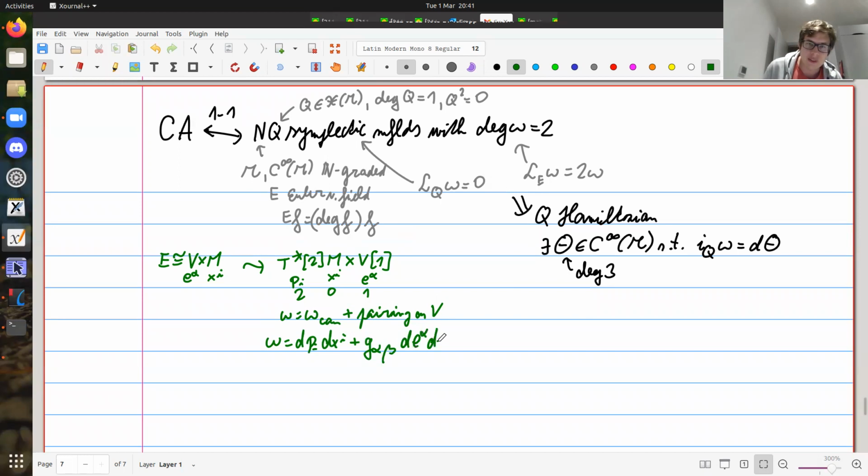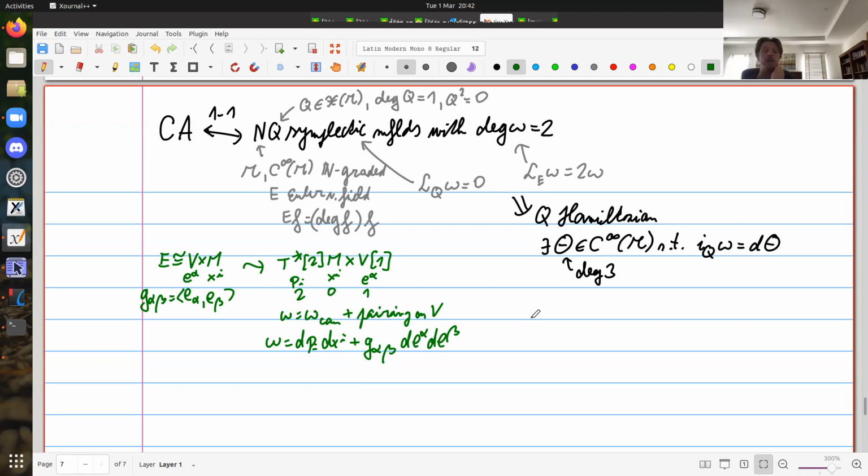Probably I should have written it in coordinates, that is dp dx plus, let's say, g_alpha beta de^alpha de^beta, if g_alpha beta are inner products of these guys, where e_alpha with lower alpha are some sections, some frame. Okay.